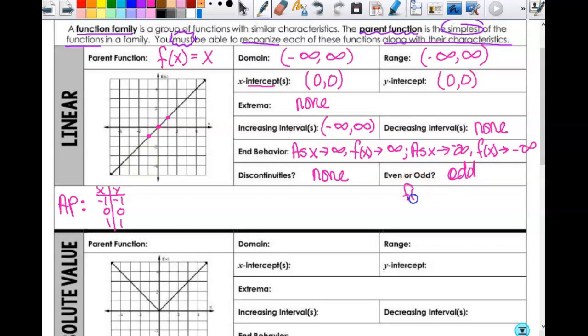So then we have to show that. I find f of negative x, or if you're not sure, you can just do this and it would tell you anyway. F of negative x equals negative x, right? That means that is negative f of x, and that is what makes it odd. Okay. Everybody okay with that? We good? All right.